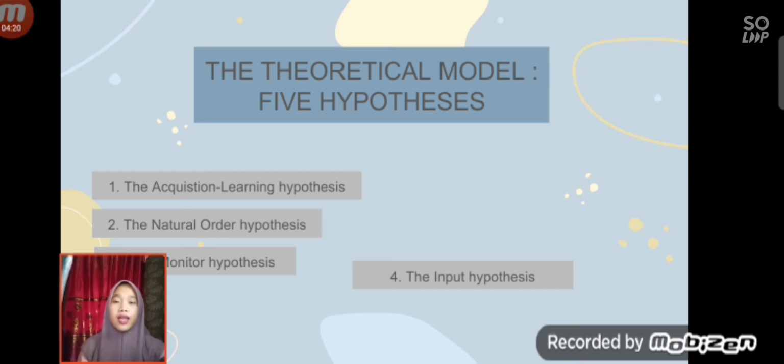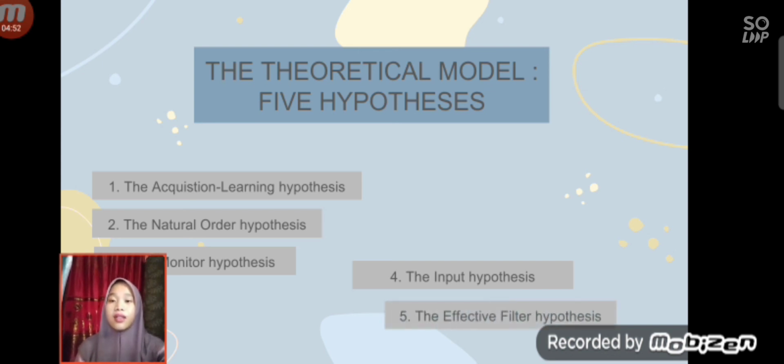According to this hypothesis, the learner improves and progresses along the natural order when he or she receives second language input that is one step beyond his or her current stage of linguistic competence.